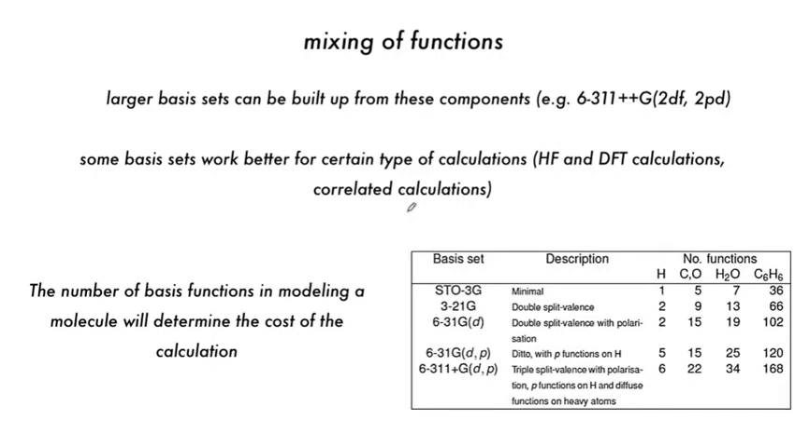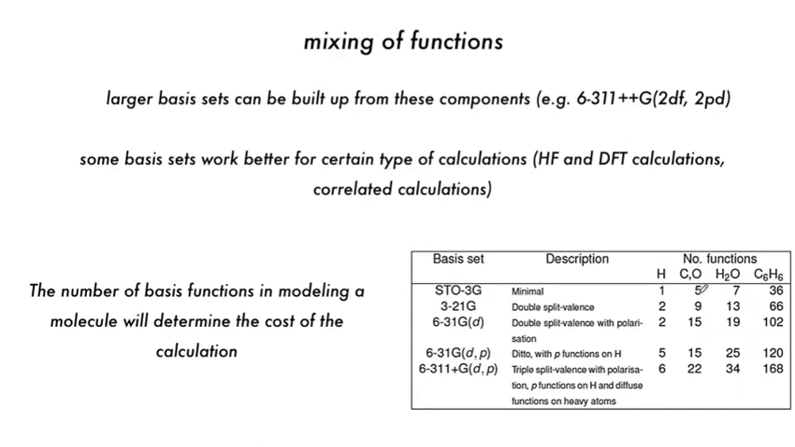Here's a brief description and comparison of the number of functions for different atoms. The STO-3G is a minimal basis set. It has 1 function for hydrogen, 5 for carbon, 7 for water. Basically for every atom, we have this many functions. So in benzene, we have 6 carbons. That's 6 times 5 is 30. And then 6 times 1 is 6. So 30 plus 6 is 36.